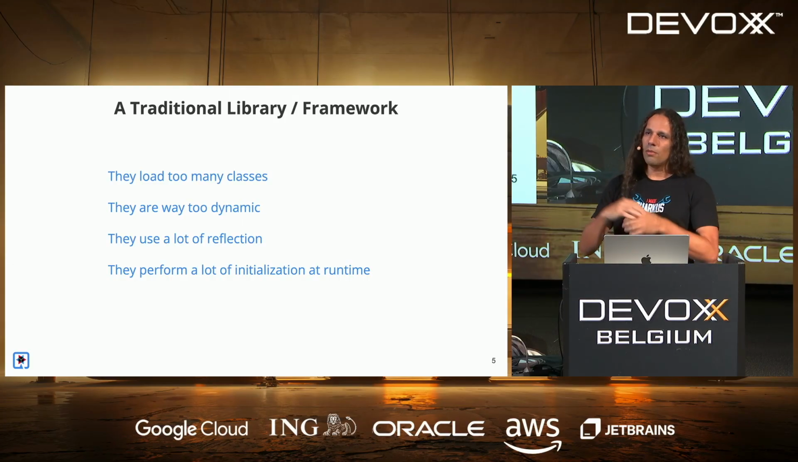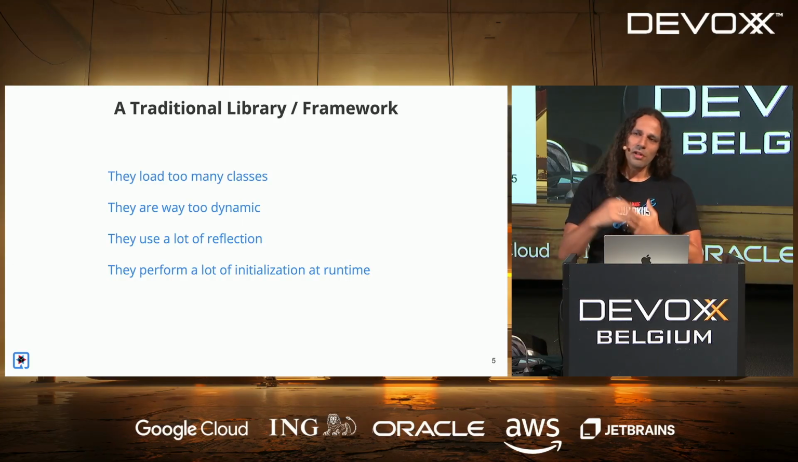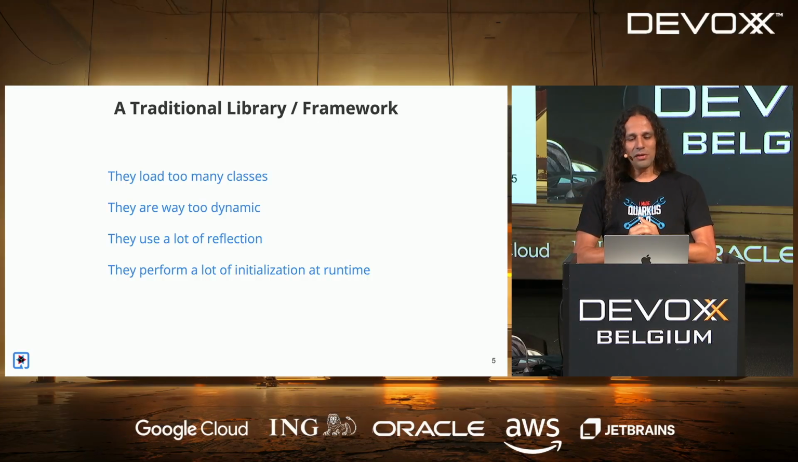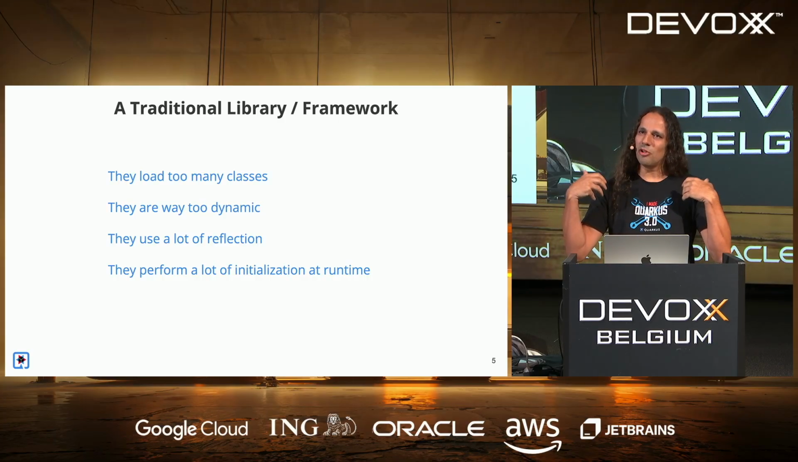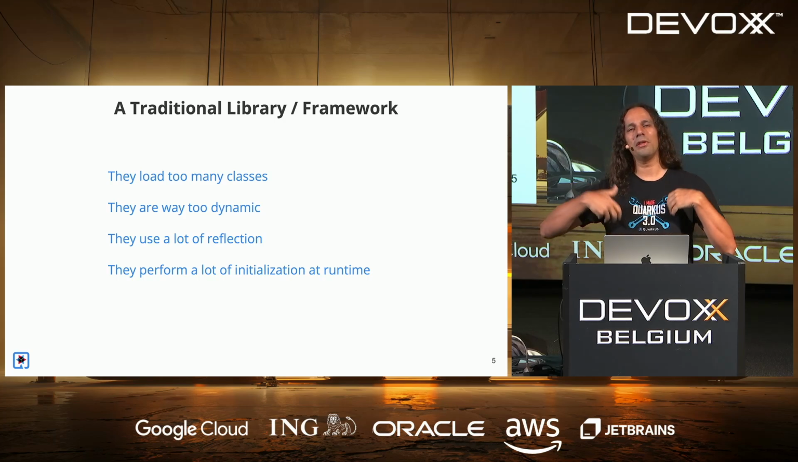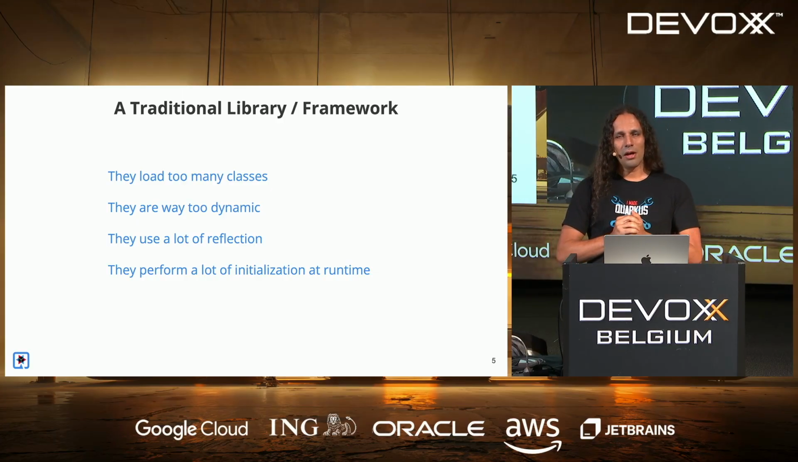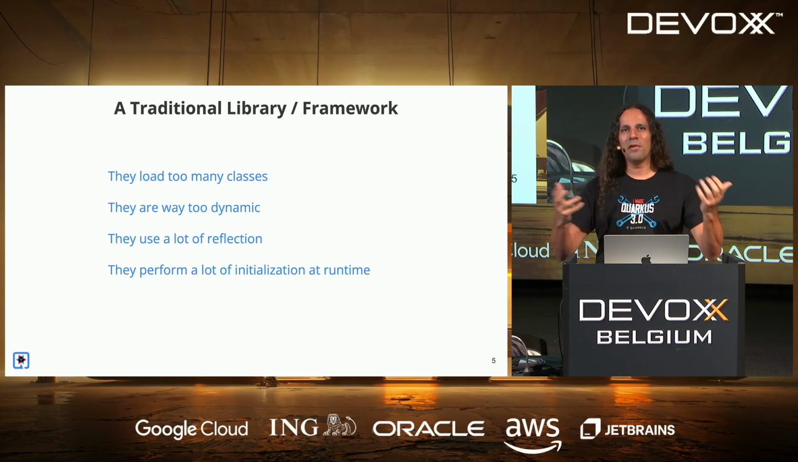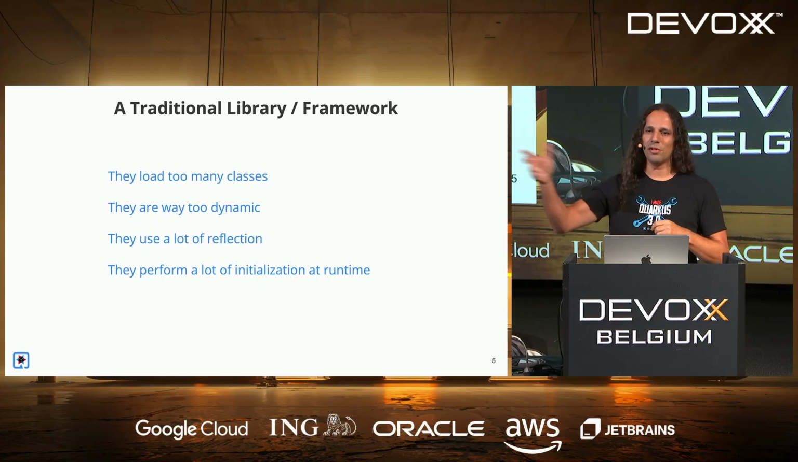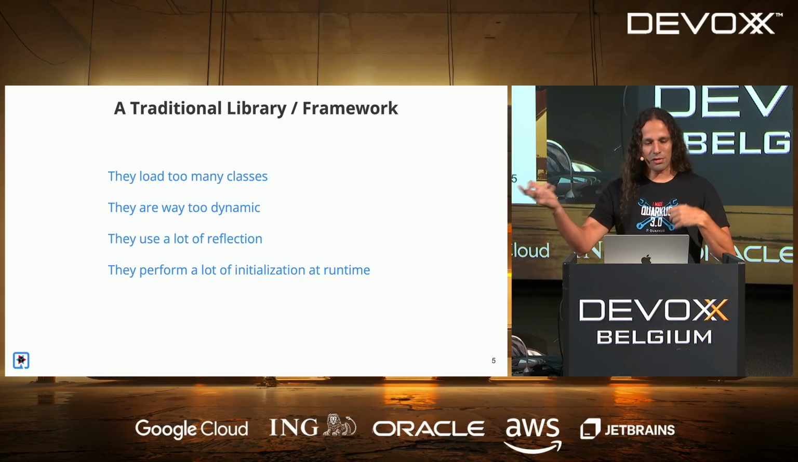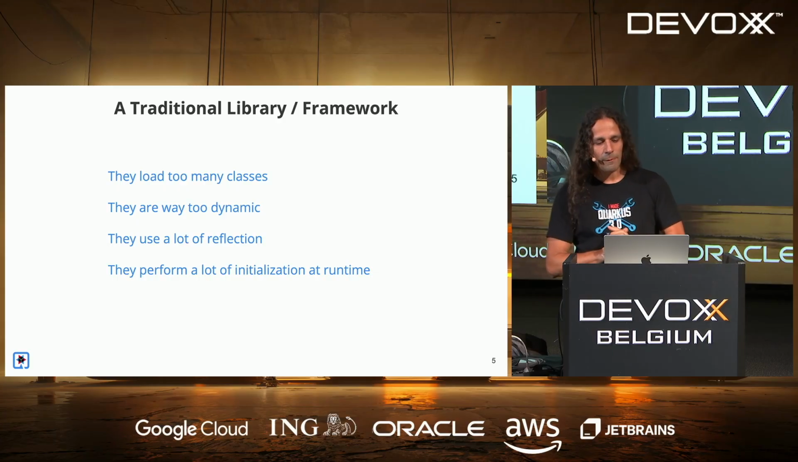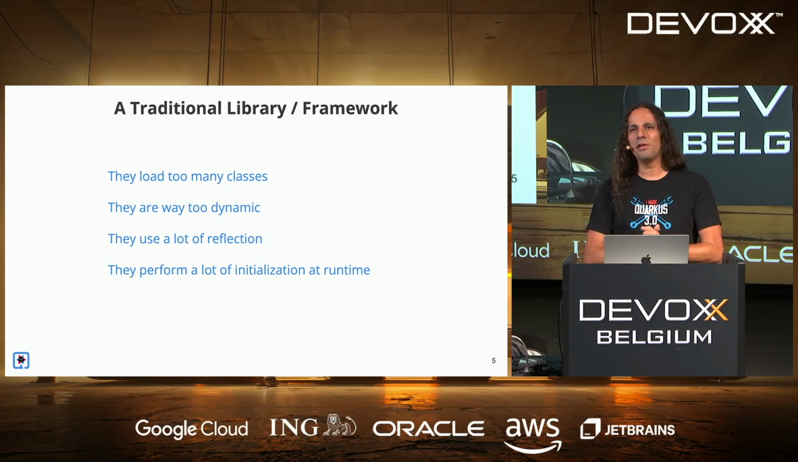Now, one of the issues with this approach, and I'm not saying that's wrong, that's how we have done it for many years, is that usually you get a lot of memory usage because you end up loading a lot of classes. There's a lot of dynamism involved, right? Things like dynamic class loading, you have to load a lot of things to figure something out. There's a lot of reflection also involved, usually to search for these annotations, to call methods, do transactions. There's a lot of things that happen, and they perform a lot of initialization at runtime, right?